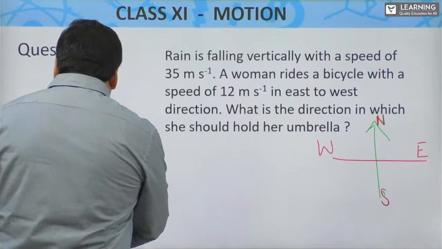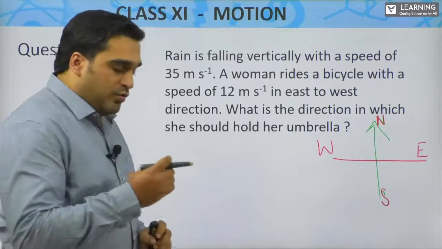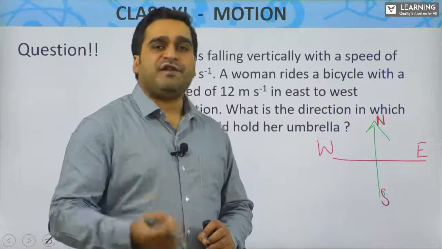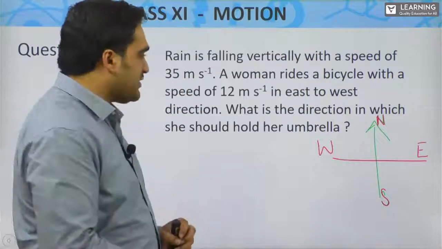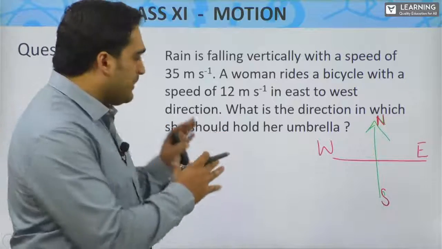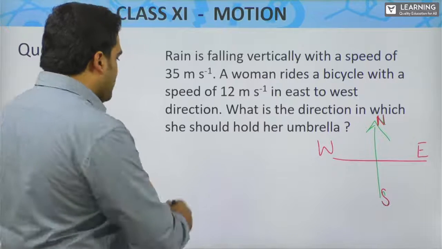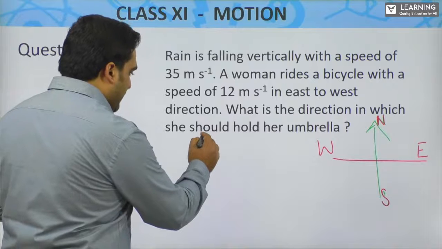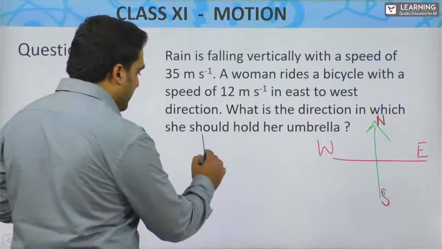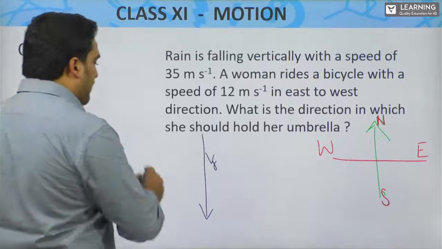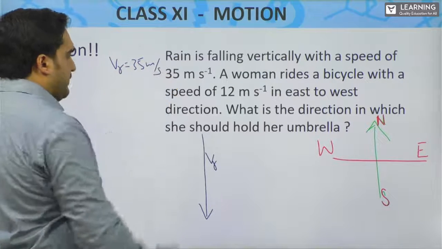So what we're going to do here is represent the following case as a vector diagram. These vector diagrams are also called free body diagrams, because you'll come across them in forces in the following chapter. But just remember, this particular case we represent using a vector diagram. I have rain that is vertically falling downwards with a speed of 35 meters per second. Let's call it VR, where VR is equal to 35 meters per second.